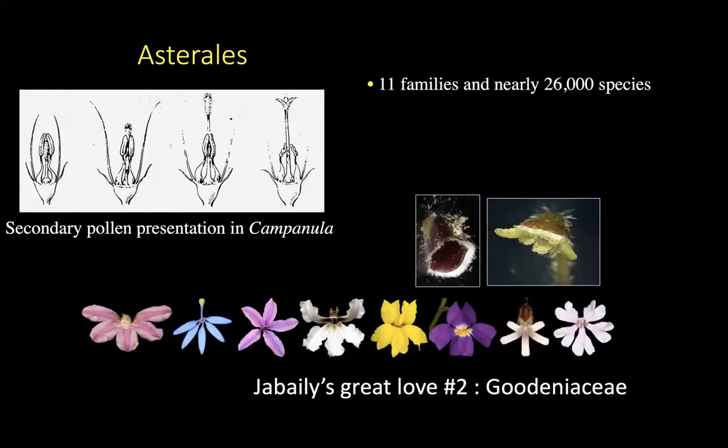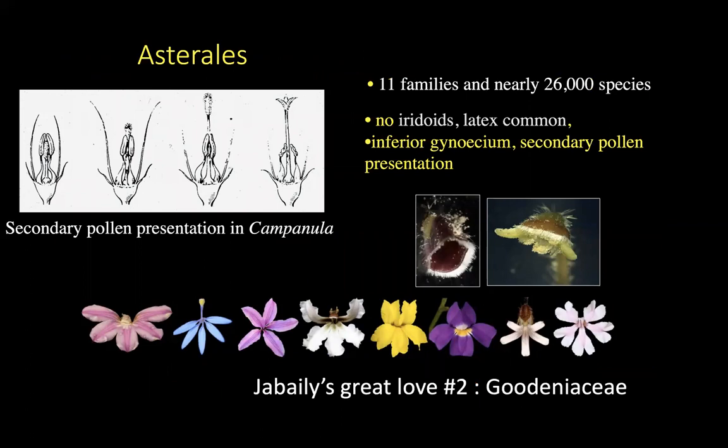Now we move to the Asterales, the order that includes Asteraceae, the big one. 26,000 species and counting are in this group, which is crazy. It is noted for secondary pollen presentation, which we're going to talk about. It also is one of these weird Asterales groups that lacks iridoids that everyone else has in the Asterids. Lots of latexes and different things, inferior gynoecium, and various interesting modes of secondary pollen presentation. So we'll see various ways of packing pollen in bud and presenting it out to a pollinator.